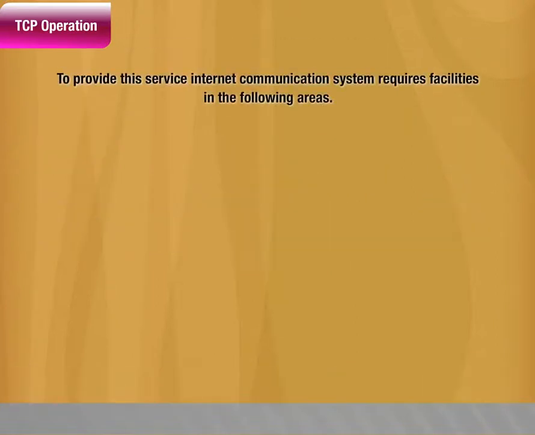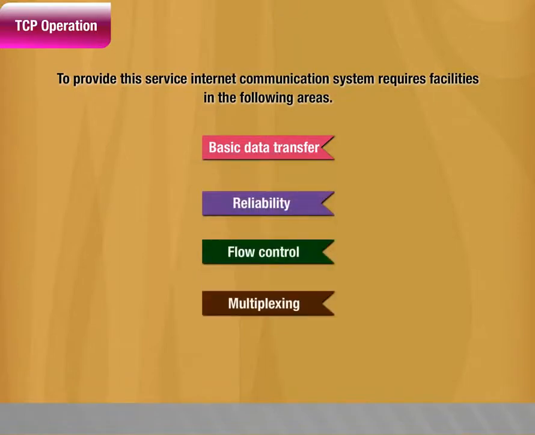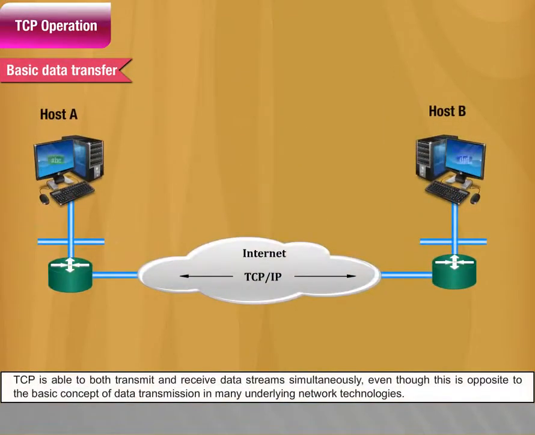To provide this service, Internet Communication System requires facilities in the following areas: basic data transfer, reliability, flow control, multiplexing, connections. Basic data transfer. TCP is able to both transmit and receive data streams simultaneously, even though this is opposite to the basic concept of data transmission in many underlying network technologies.